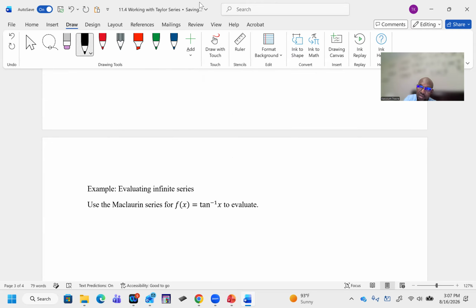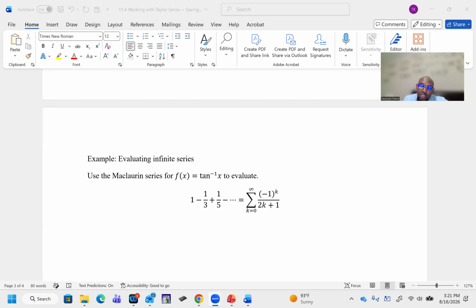Okay, let me pause and write. Sorry, I forgot to write the question down. So use the Maclaurin series for f of x is equal to tangent inverse of x to evaluate 1 minus 1 divided by 3 plus 1 divided by 5 minus and so on, which is equal to the sum from k is equal to 0 to infinity, negative 1 to the power of k divided by 2k plus 1.